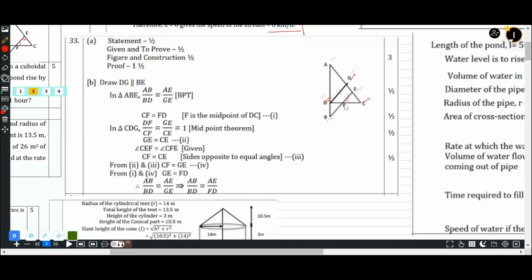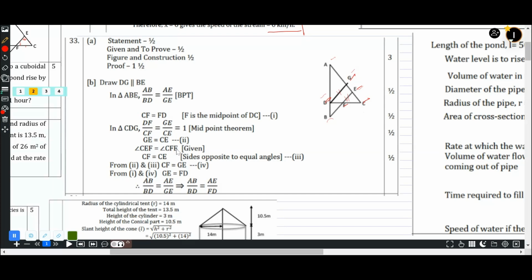If you see, FE is parallel to DG, and F is the midpoint. So that means DF over CF will be equal to GE over CE, which is equal to 1. Now G is equal to CE, because F is the midpoint and EF is parallel. So that means EF is half of DG. So these are two other similar triangle pairs.